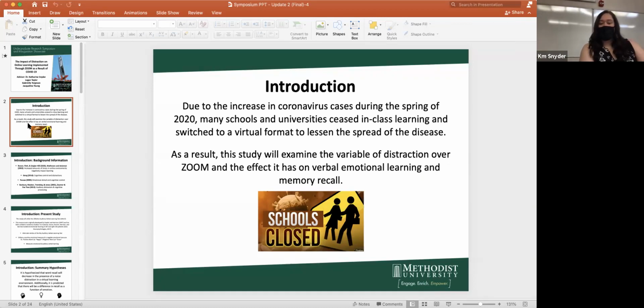Okay, so due to the increase in coronavirus cases during the spring of 2020, many schools and universities ceased in-class learning and switched to a virtual format of learning to lessen the spread of the disease. As a result, this study will examine the variable of distraction over Zoom and the effect it has on verbal, emotional learning and memory recall.